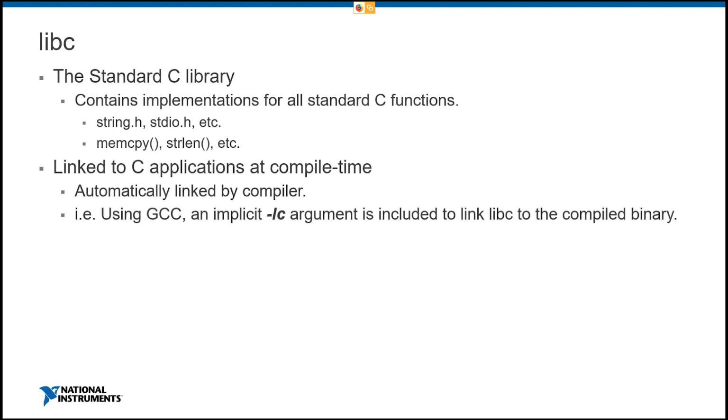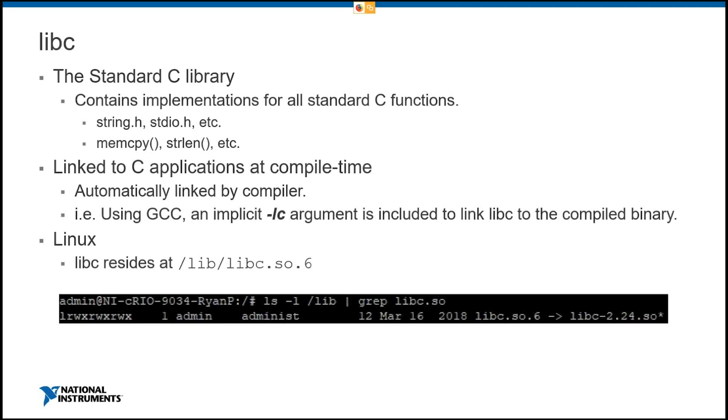Real quick, obviously you guys are all aware of the standard C library. I'm not going to go into details of what it is. It's the library that is the core of C, and it's implicitly linked to pretty much every C application. You just don't even realize it. On our Linux RT targets, it's in the standard libs folder. It's the libc.so.6 file, and this is where it's located.